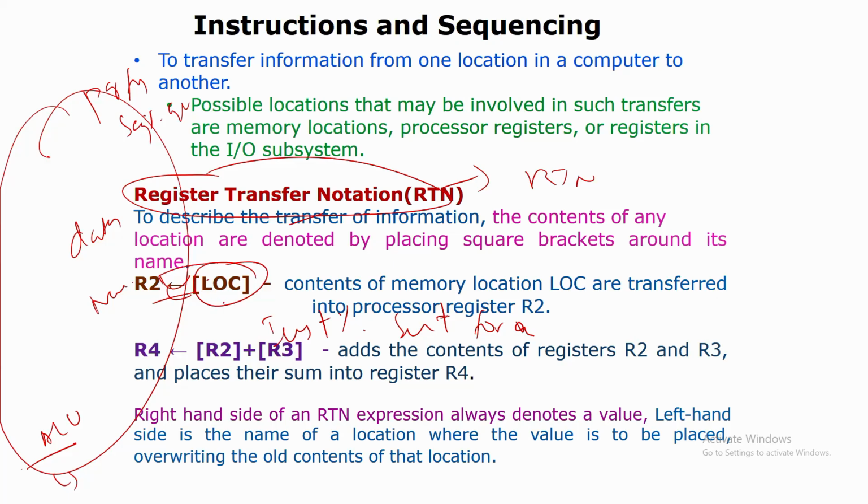Similarly, the sum of R2 and R3 is transferred to R4. The right hand side of an RTN expression specifies the source operands, whereas the left hand side specifies the destination register or memory location. This is the terminology used in RTN, register transfer notation.